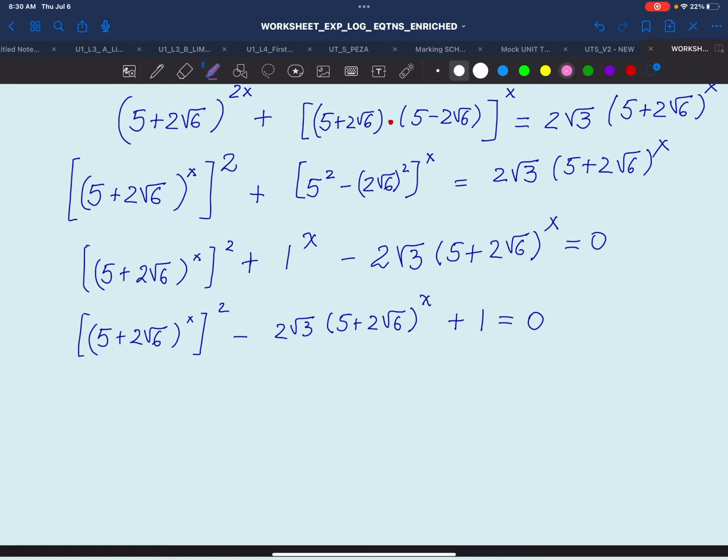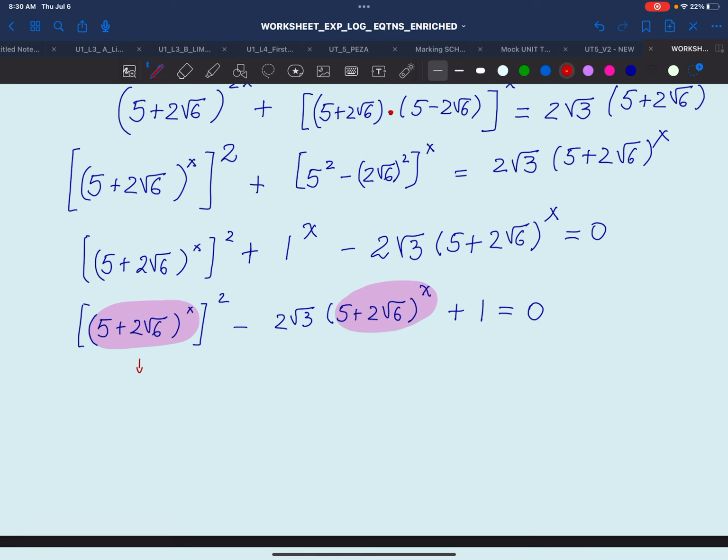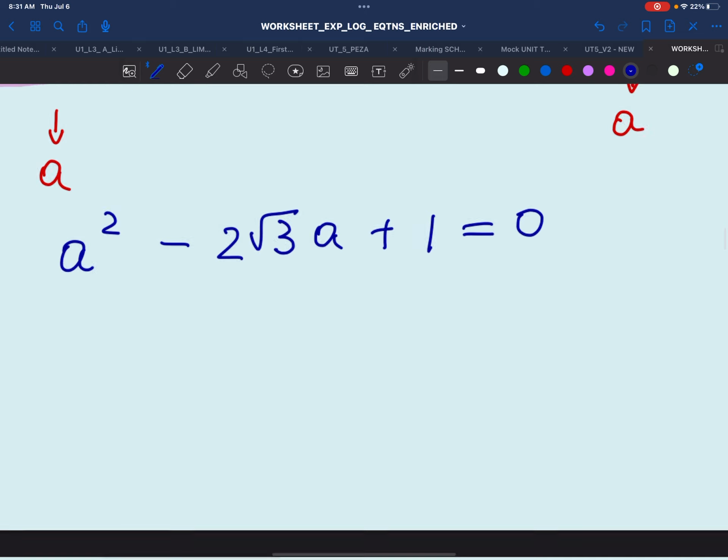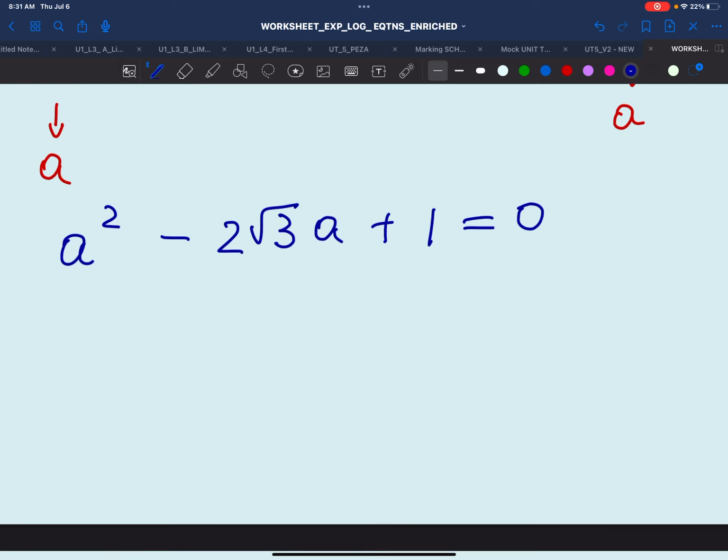It's going to look even better when we replace this good-looking base in here by some coefficient a, by some number a. So a is coming here, a is coming here, and this equation will turn into a squared minus 2 root 3a plus 1 equals 0. Now, obviously, it's not a traditional classic quadratic equation. It has radical coefficients, but it's not unsolvable. We can easily use the quadratic formula.